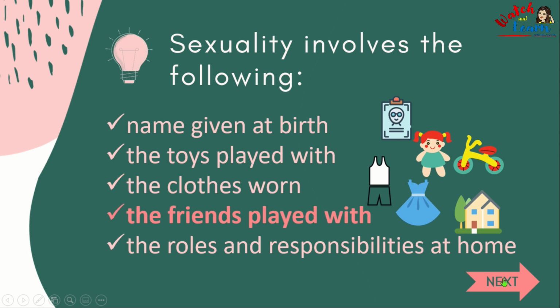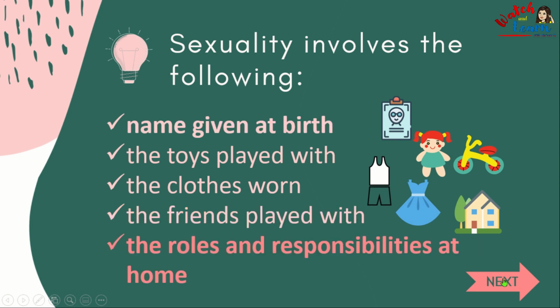Sexuality is also associated with a child's friends or peers. Commonly among teenagers, girls are friends with girls and boys are friends with boys, but as they become older, they expand their way of expression through having friends of the opposite sex. And lastly, sexuality involves the roles and responsibilities at home. An example is, girls of the family are expected to help mother do house chores, while boys are believed to help father repair damaged household items.